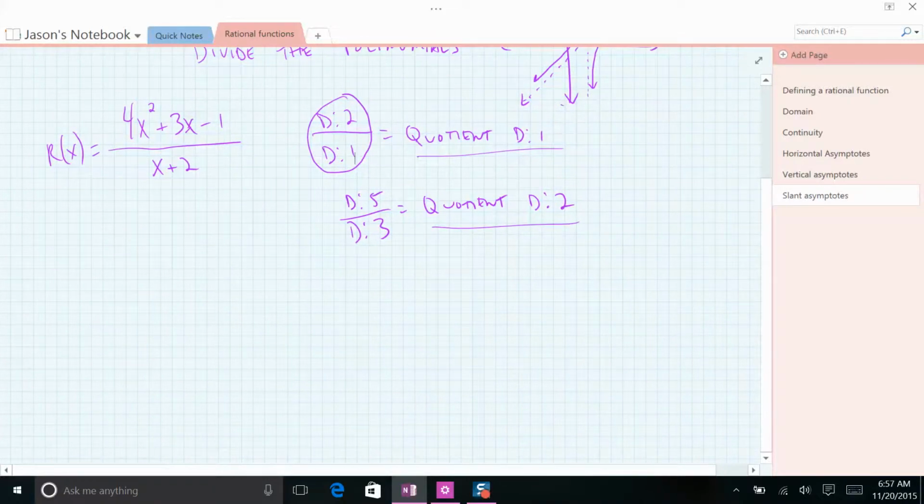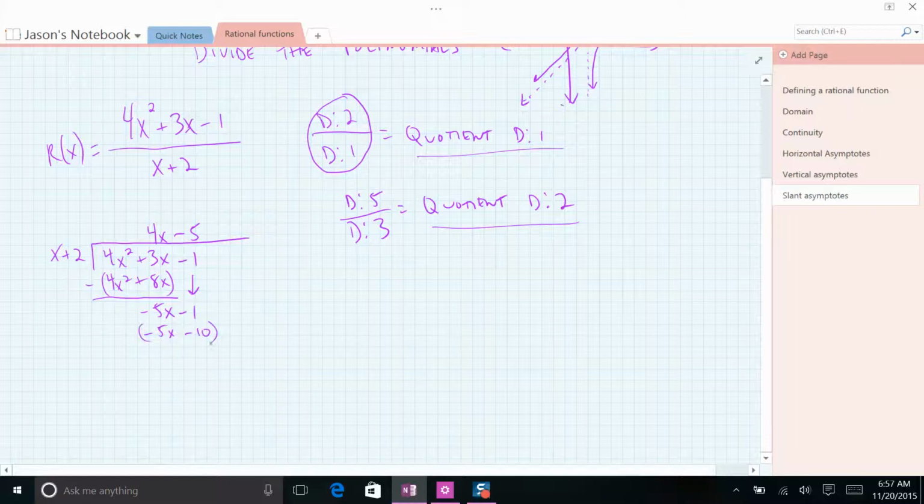We do the division. Let's do it here. So for this one, I'll do long division. You could do synthetic, but I'll do long division. So it's going to be 4x times x is 4x squared plus 8x. I then subtract that polynomial, so I get negative 5x. Oh, sorry, I need to drop down the negative 1. Multiply by negative 5 to get negative 5x minus 10. I then subtract that polynomial to get 9 for my remainder.